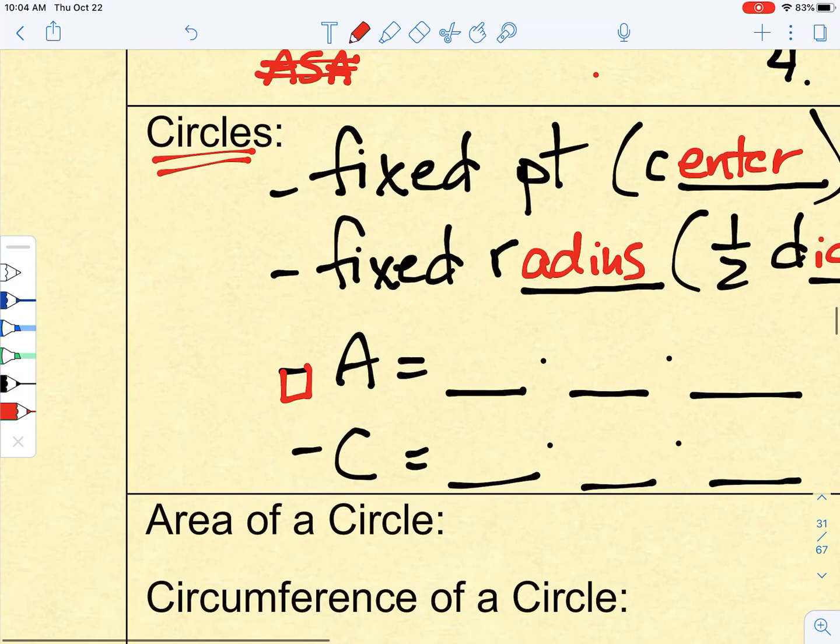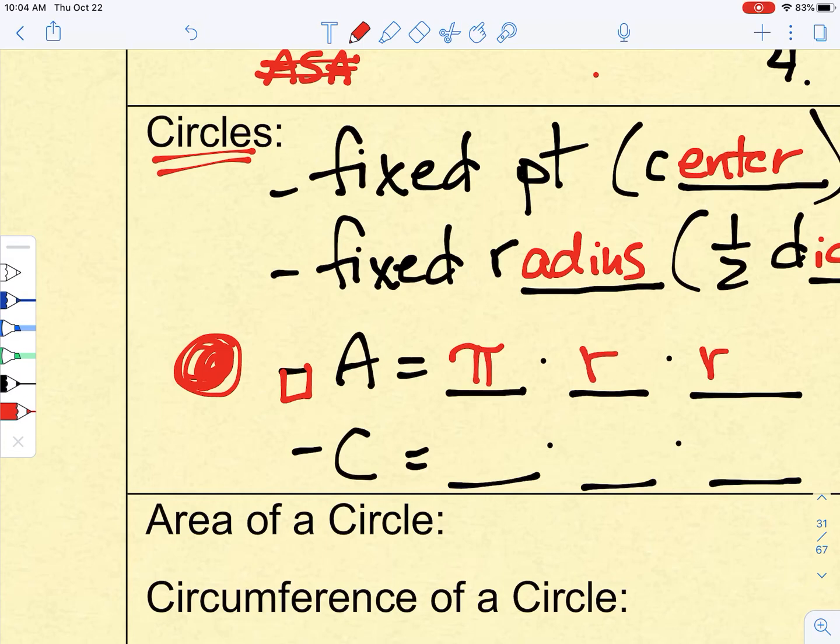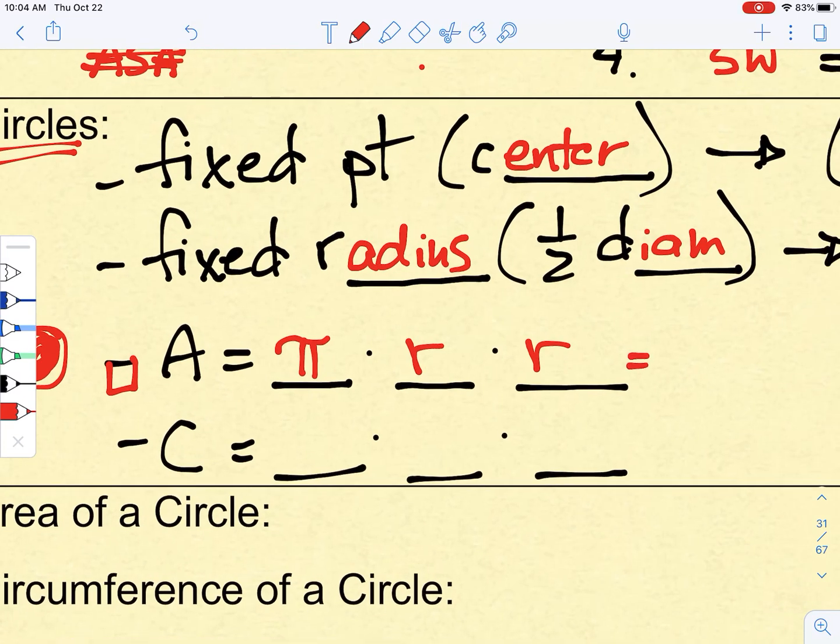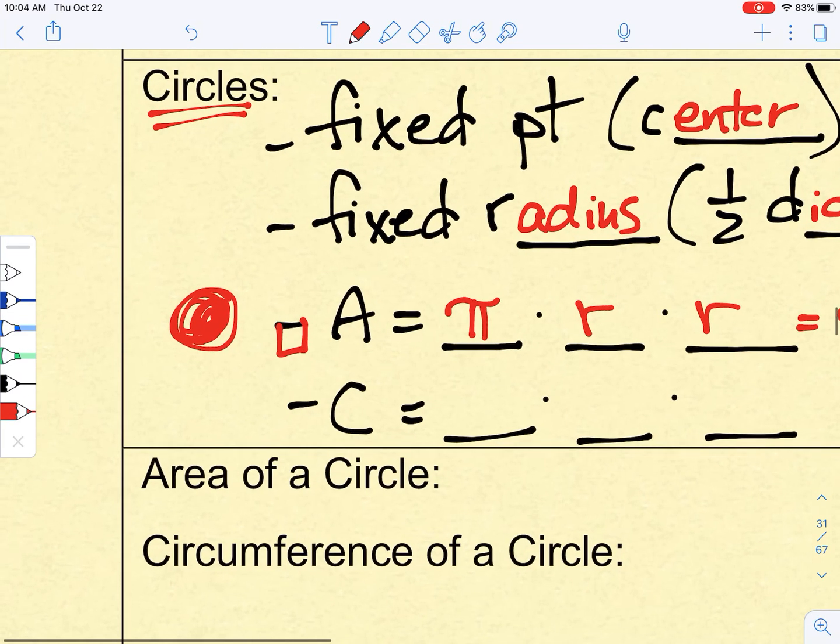And there's 2 formulas, area, right? What is the stuff inside the circle? How much stuff is there in there? How do we calculate that? You take pi times the radius times the radius. And most kids say, oh, pi r squared.